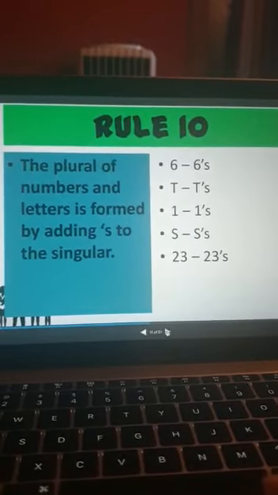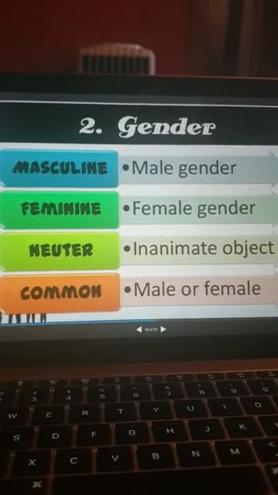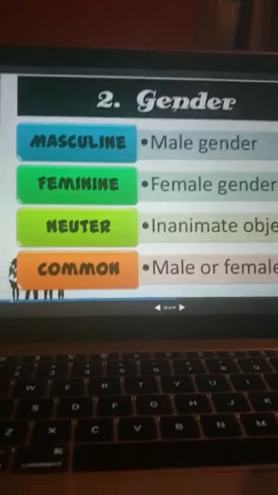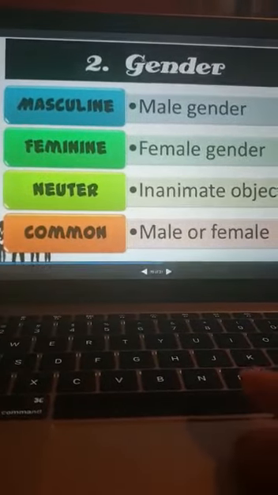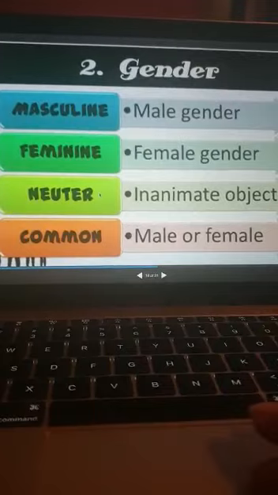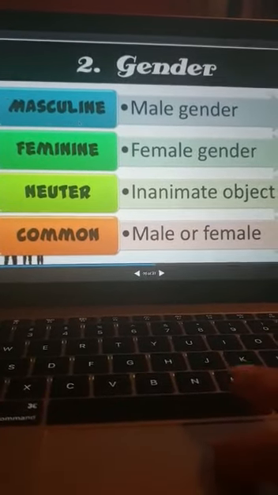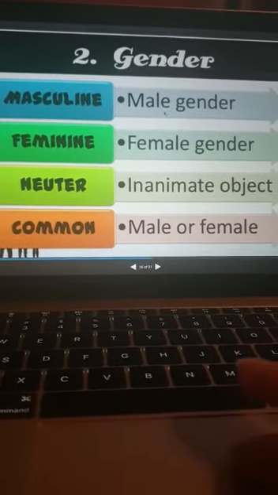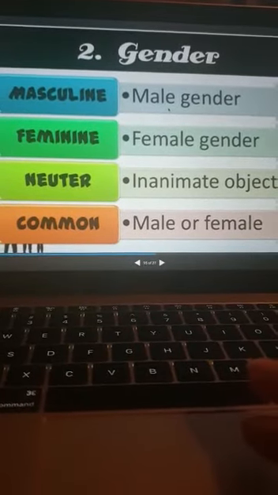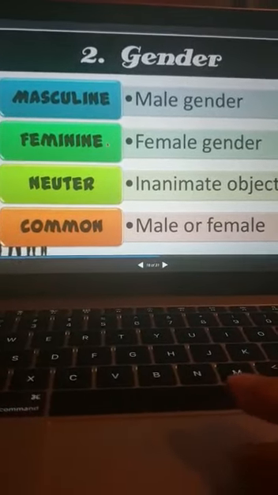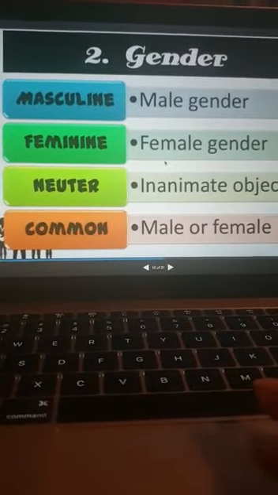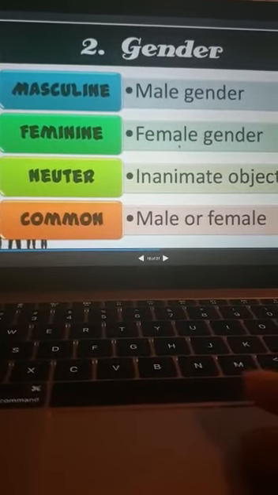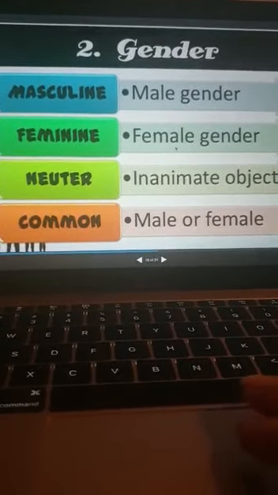Now next comes the second property of nouns, which is gender. That means we are talking about male and female, and two more other genders, neuter and common. So first is masculine, which is male gender, which means man, boy, horse, like this. Another is feminine. Feminine means female gender. Like boy is male and the female is girl, woman, she.